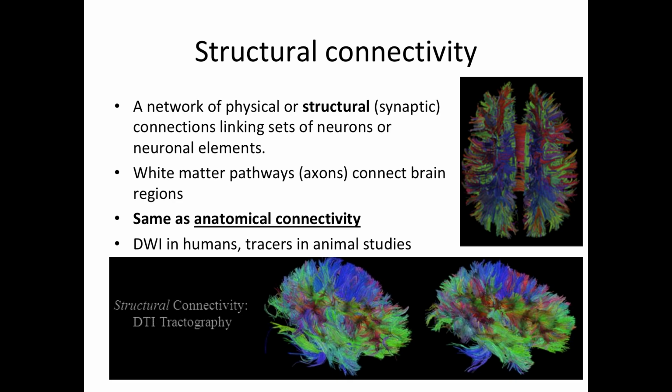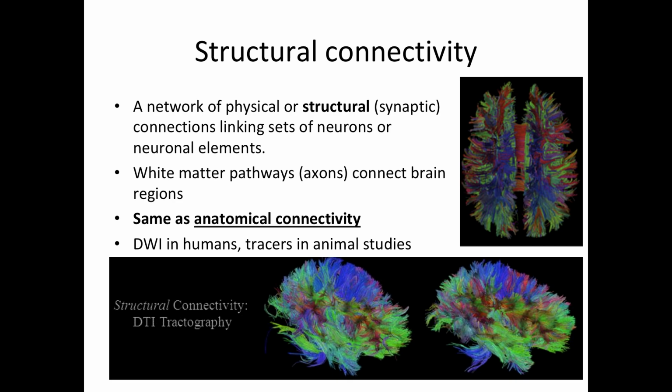Structural connectivity is a network of physical or structural connections linking neurons or sets of neurons or neuronal elements with one another. So you have a direct physical brain matter connection. These connections or pathways are often white matter pathways, and they consist of axons, which is the white matter. So why do you think this connectivity is considered white matter? Okay, you got it right, because these axons are surrounded by myelin, which is a fatty substance, and it is more white in color compared to the gray matter, which is the brain matter that has more cell bodies.